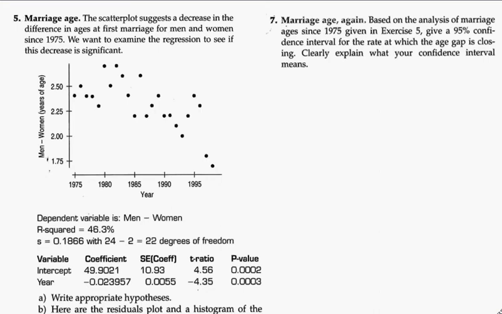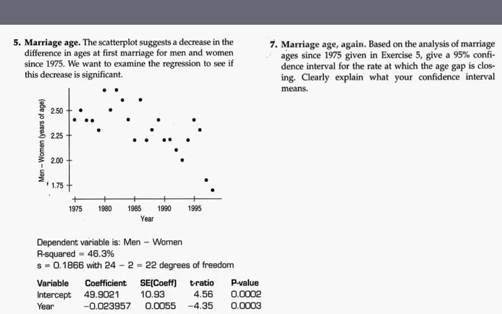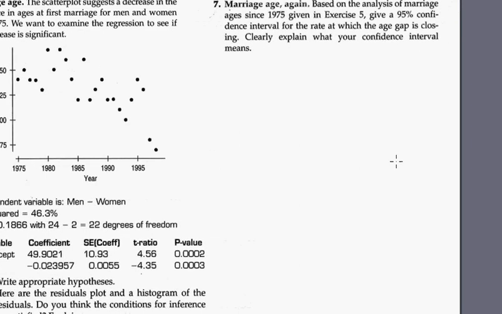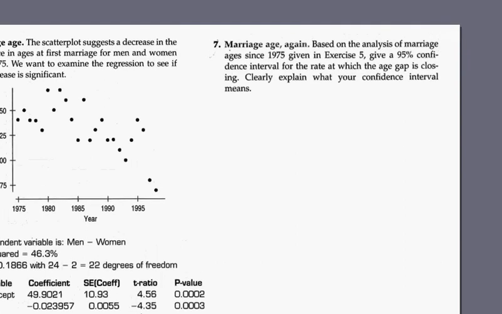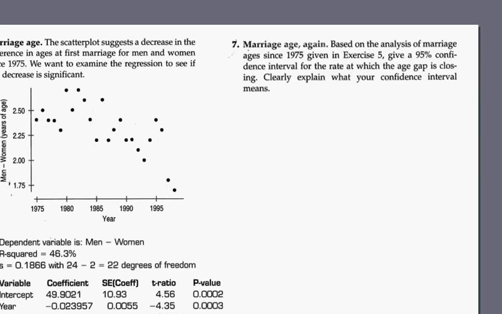Okay, this is problem 7 from chapter 27. Actually, when I was doing problem 5, I hadn't even looked at problem 7 yet. So when I finished with problem 5, I started to do a confidence interval. It turns out that's what this problem 7 is asking us to do: go back to looking at this data on marriage age and just do a confidence interval.